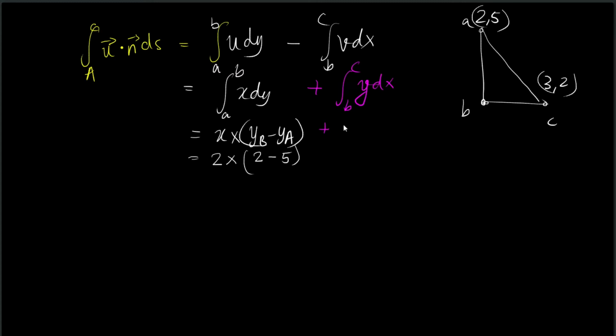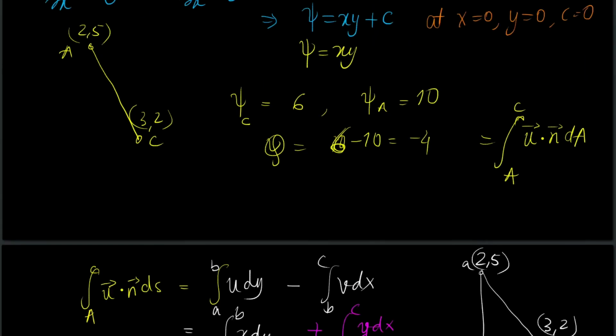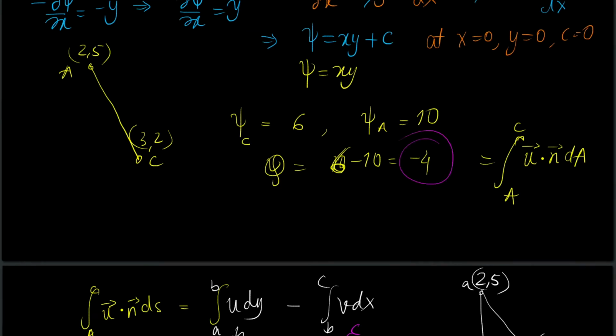So this is what it becomes. So this becomes y, so this is going to be 2 times dx. So x at c minus x at b. So this becomes 2 multiplied by, so x at c is 3 and this is 3 minus 2. So this becomes minus 3. So this becomes minus 6 plus 2 and it comes out to be minus 4. And it is the same answer that we have.